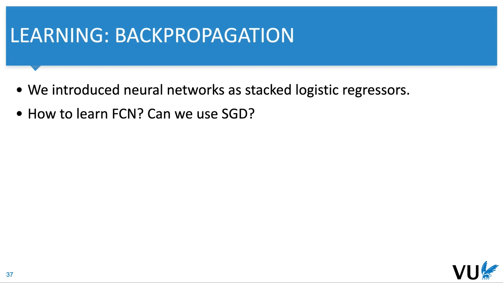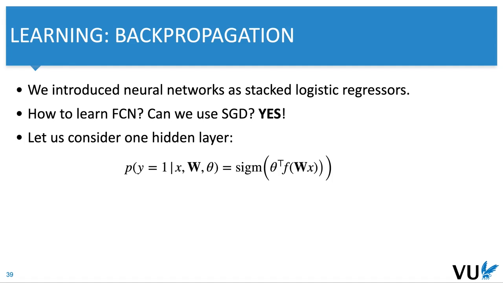And now, a very important part is backpropagation. This is the learning algorithm. We know that neural networks are stacked logistic regressors, and we know that logistic regression can be learned by applying gradient descent. So how can we learn fully connected networks? The question is, can we use stochastic gradient descent? And the answer is yes, because of the properties of gradients.